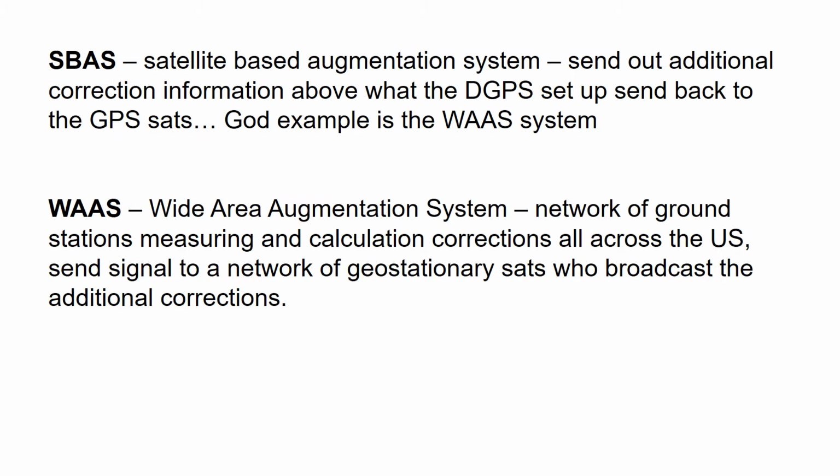The SBAS is a satellite-based augmentation system. It sends corrected information above that the DGPS system sets up. It sends it back up to the GPS satellites, and a good example of that is WAAS. WAAS is a wide area augmentation system. It's a network of ground stations that monitor and calculate corrections across the U.S.